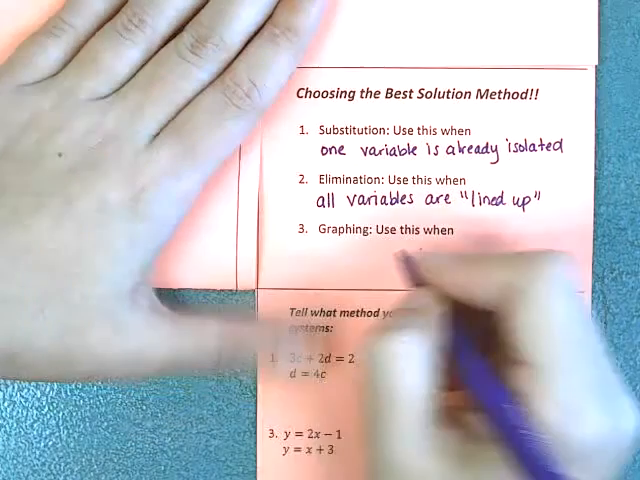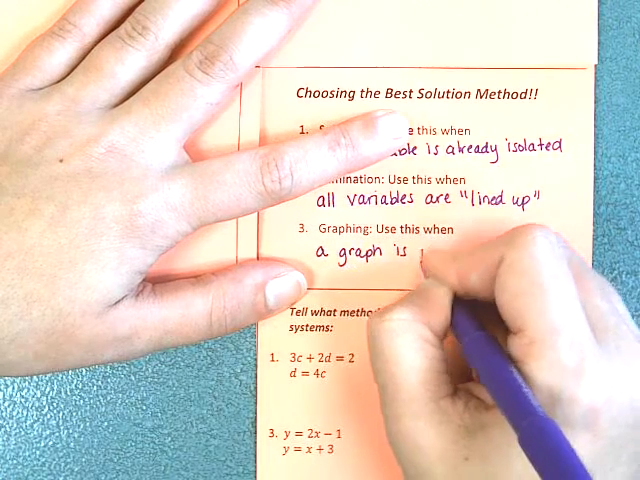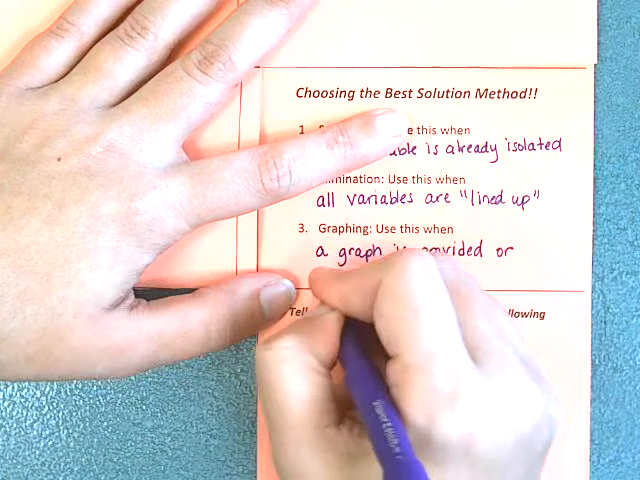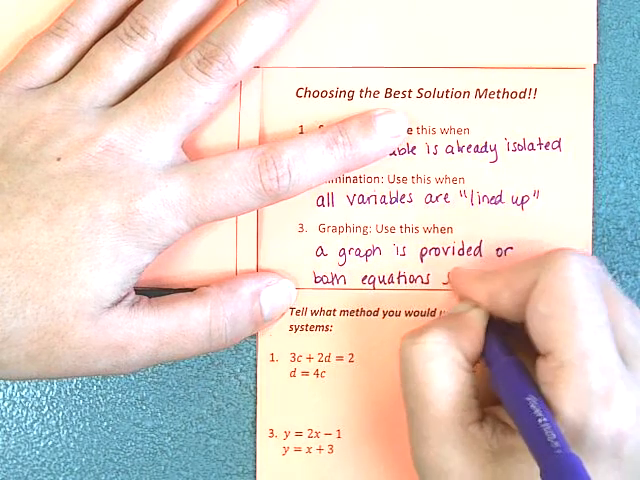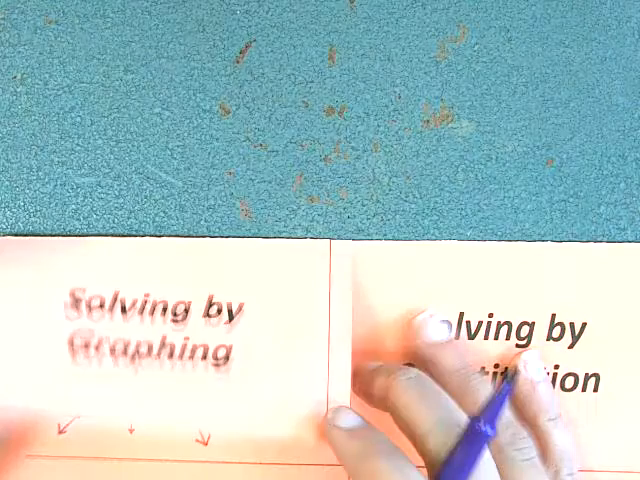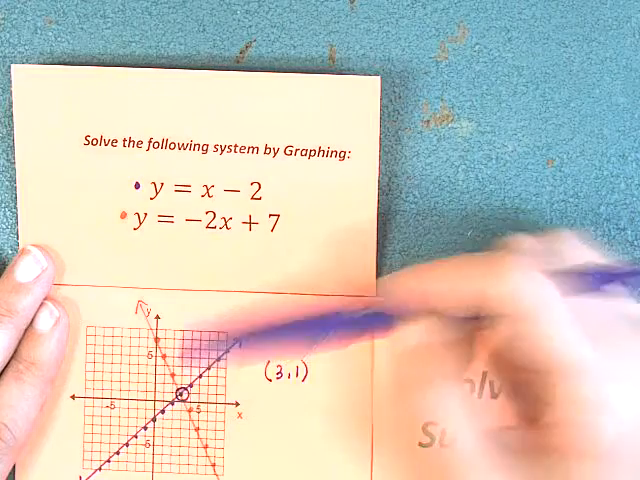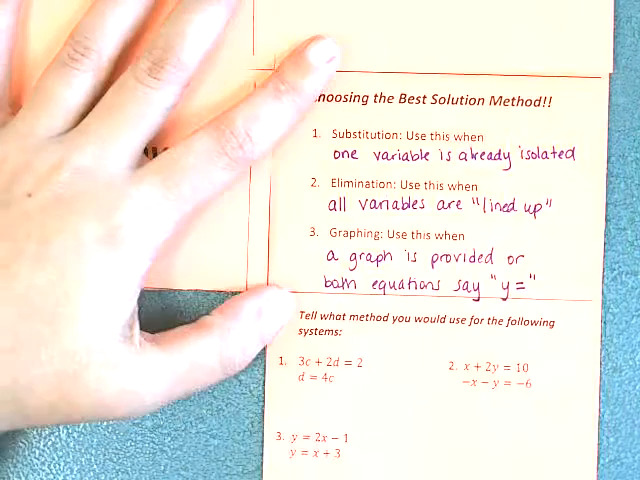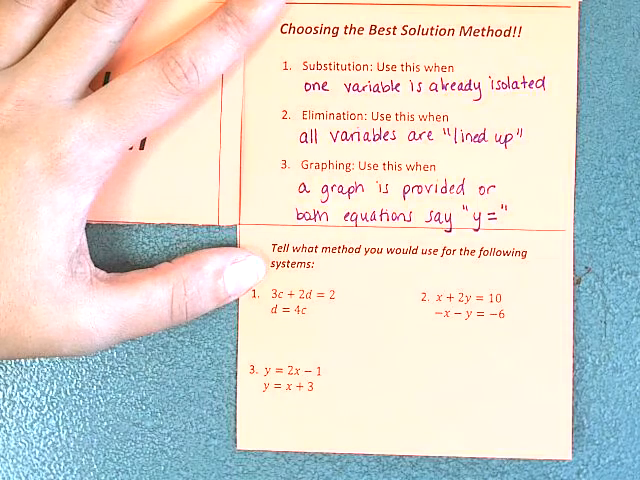Use graphing only when a graph is provided, or both equations say y equals. So if both equations say y equals this, or if the directions say you must use a graph and I give you graph paper to use, you should use graphing. Let's look at some examples. We're not going to actually solve these problems. We're just going to tell what method we would use if we did want to solve.